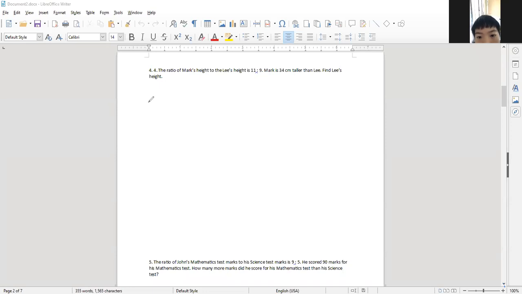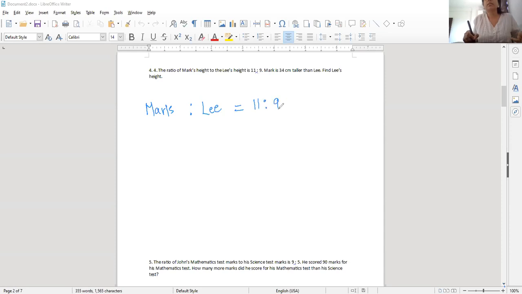Okay, so now the ratio is given to you. Okay, I will write down Mark's height. Oh, I don't need to write height. I just write Mark's is to Lee, right? And Mark is to Lee is given to you. It is given to you how much? 11:9. Now you are given that Mark is 34 centimeters taller than Lee. That means Mark is 34 centimeters taller.